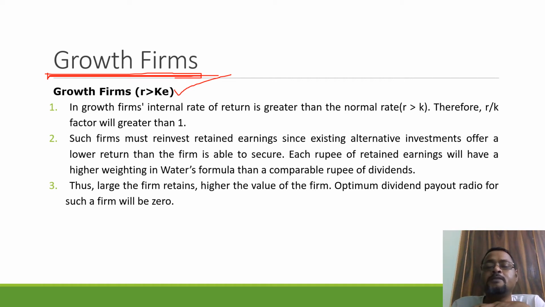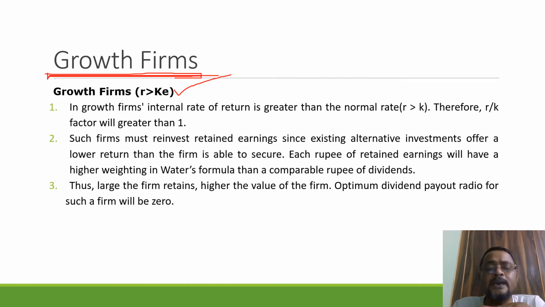So the optimum dividend payout ratio for such a firm would be expected to be zero. A growth firm might not pay any dividends, but the stock prices will be expected to increase because the investors and shareholders and the investing public in general are expecting such a firm to generate a high rate of return on new investments in the long term future.